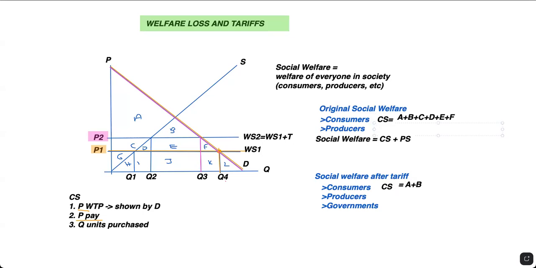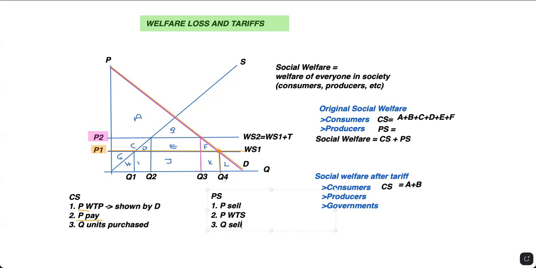Producer surplus is very similar. There's also 3 steps. It's the difference between the price that they sell at, okay, debatable, but let's go with that. The price that they are selling for and the price that they are willing to sell at. That's shown by the supply curve of the producers and the quantity that they sell.